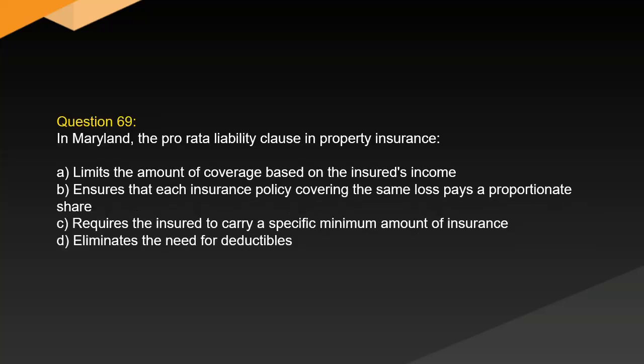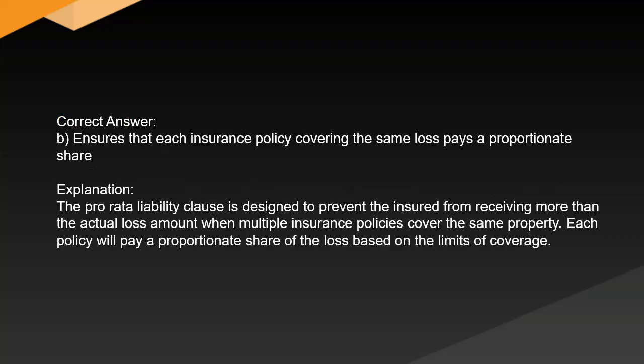Question 69. In Maryland, the pro rata liability clause in property insurance A. limits the amount of coverage based on the insured's income. B. ensures that each insurance policy covering the same loss pays a proportionate share. C. requires the insured to carry a specific minimum amount of insurance. D. eliminates the need for deductibles. Correct answer: B. ensures that each insurance policy covering the same loss pays a proportionate share.